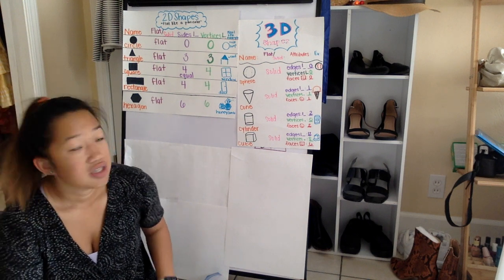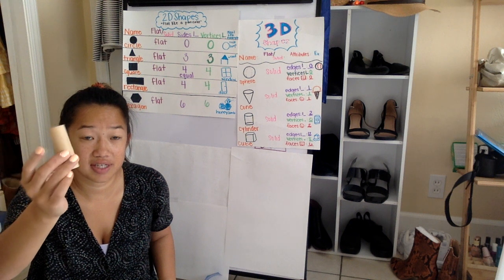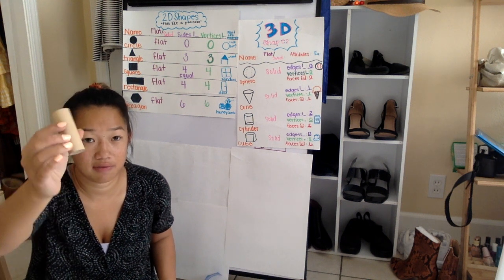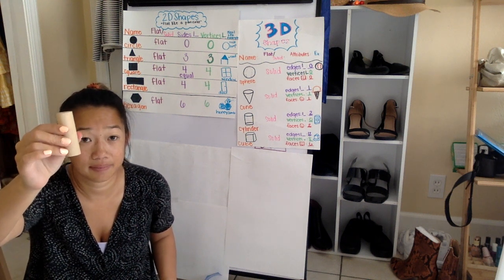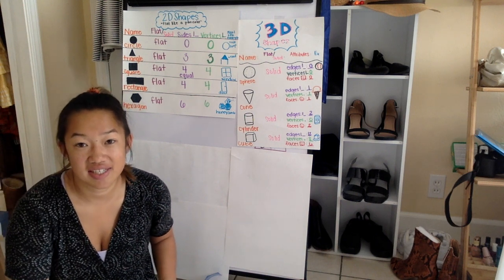Great job. Let's talk about vertices. So those are points. Do you see any points or vertices? Can you say that word one more time with me? Vertices on the cylinder. Me either. There's none. So we say there's 0 vertices.